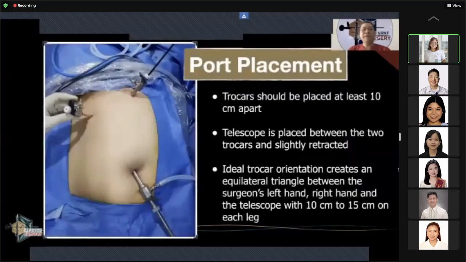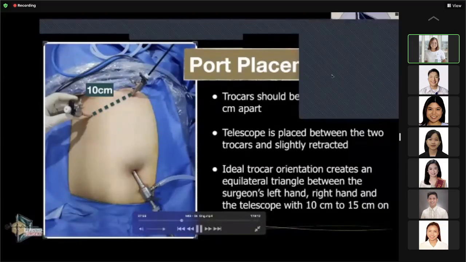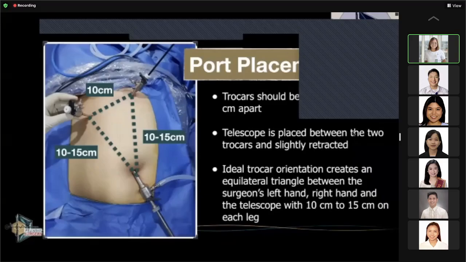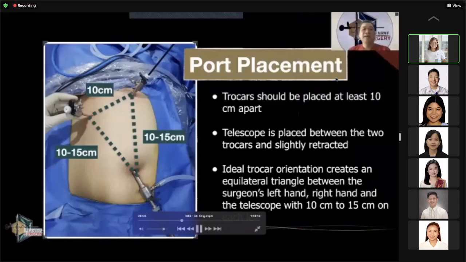So port placement. In laparoscopy, triangulation is very important. There should be at least a 10 centimeter distance between trocars, 10 to 15 centimeters. The telescope should be placed in between those trocars to give you a good triangulation. This is the basic principle of laparoscopy. If you break this principle, you'll have difficulty performing the procedure.